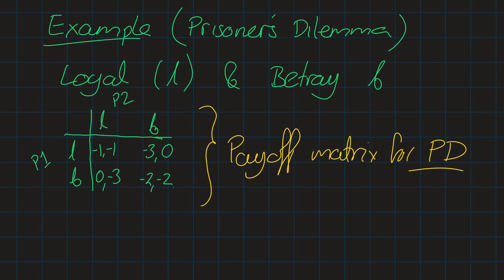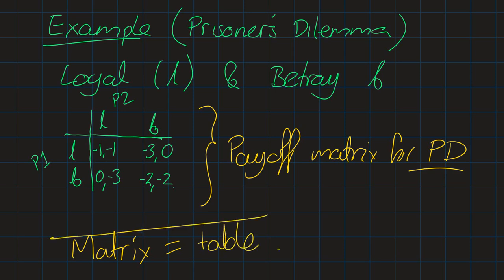Oh, I also just wanted to mention, the word matrix is just a fancy word for table. Okay? As far as we're concerned, matrix is just a fancy word for a table. So a payoff matrix is just the payoff table. And this is the payoff matrix for the prisoner's dilemma. So let's do one more example.